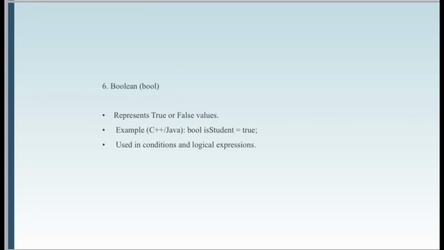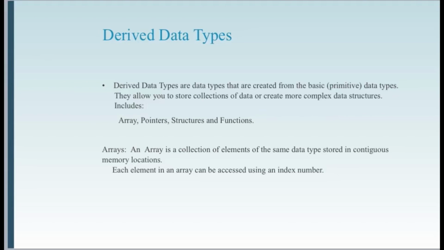And the last one is Boolean. It represents true or false values. Here we can see the example, and it is used in conditions and logical expressions. The second category of data types is called derived data types.